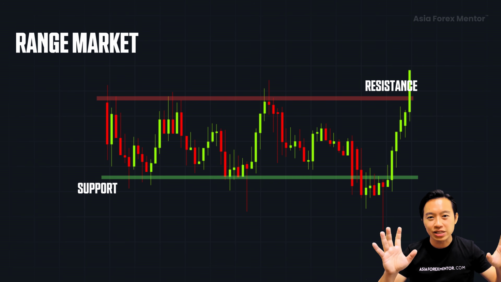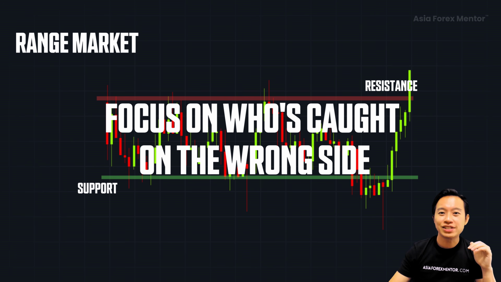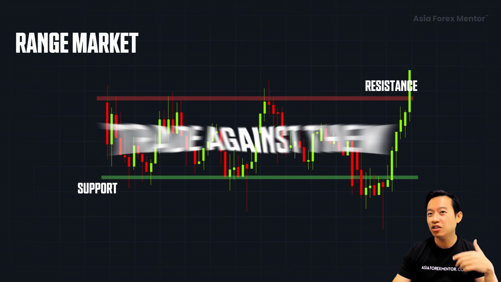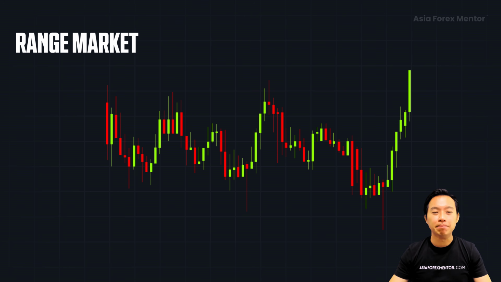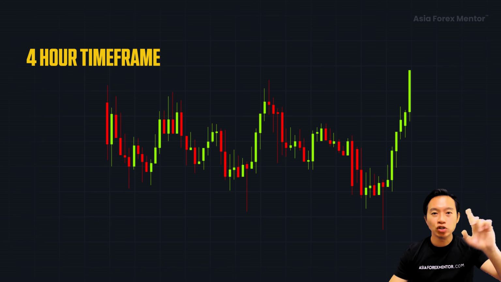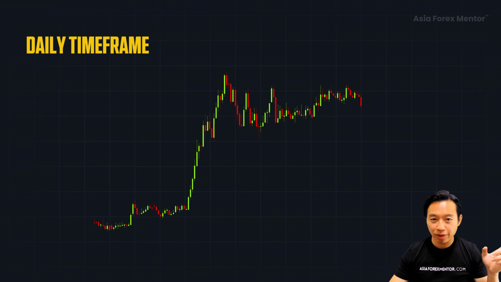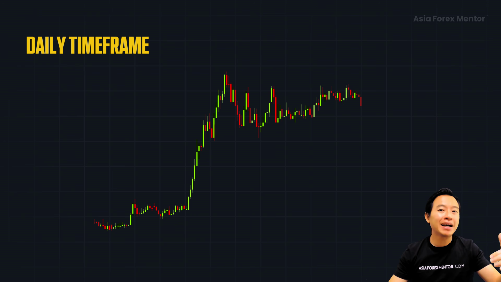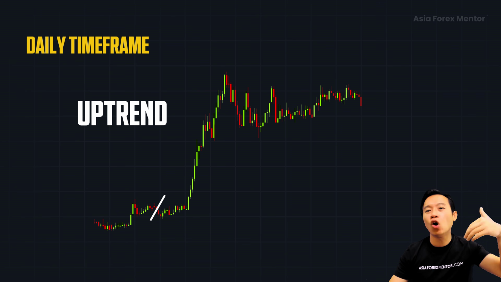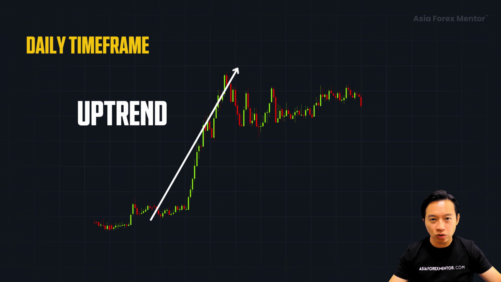Forget all the textbook rules. You want to focus on who is caught on the wrong side, and then you trade against them. Take a look at this example. If this is a 4-hour time frame, I'm going to go up to the daily time frame. On the daily time frame, the market is in a long-term uptrend. That's what you need to know.